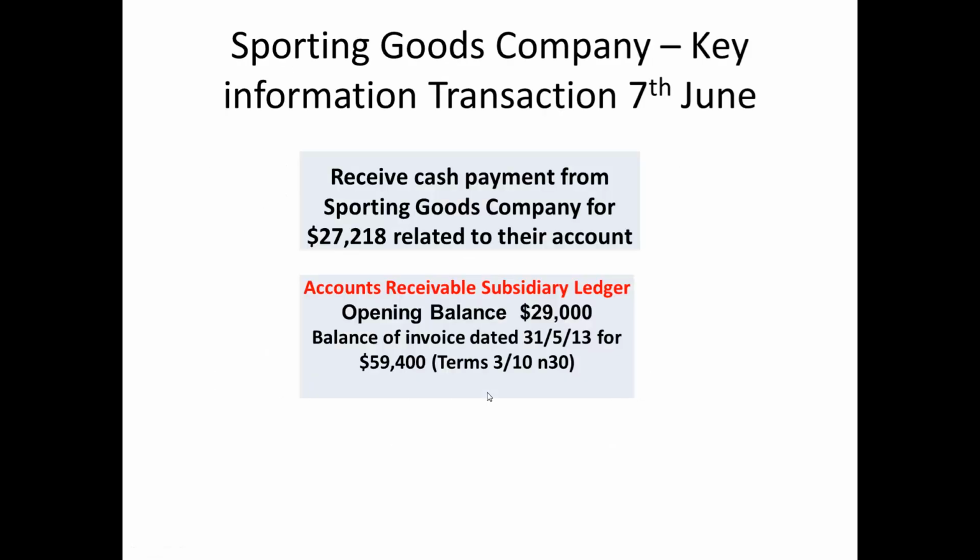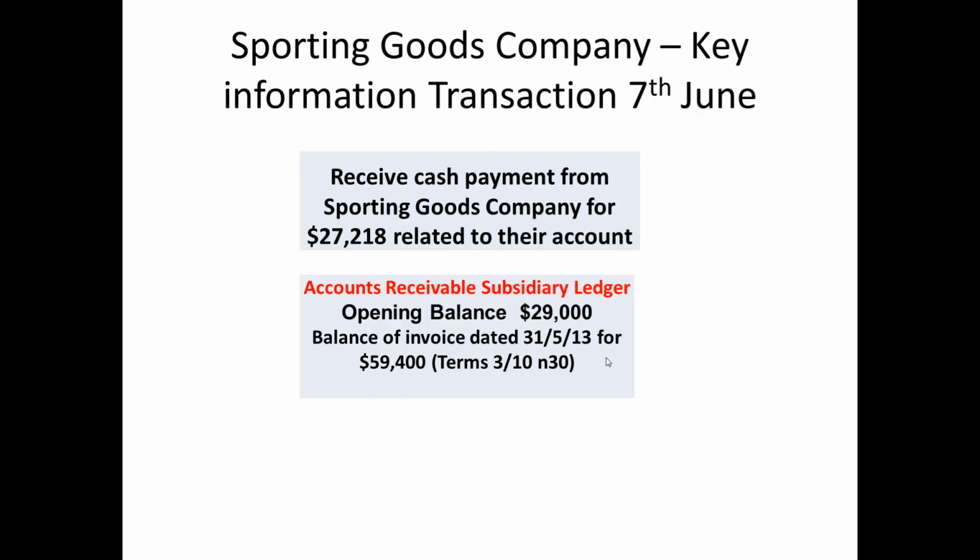So what was the key information we've been given, and how do we work that out? Well, we received a cash payment for the amount we've been talking about, and it said this related to their account. So we now need to go and look at their account. In the accounts receivable subsidiary ledger, it says they have an opening balance of $29,000, and that works well because that's how much they paid off. And that this is the balance of an invoice dated the 31st of the 5th for $59,400, and the terms were 3/10 net 30.